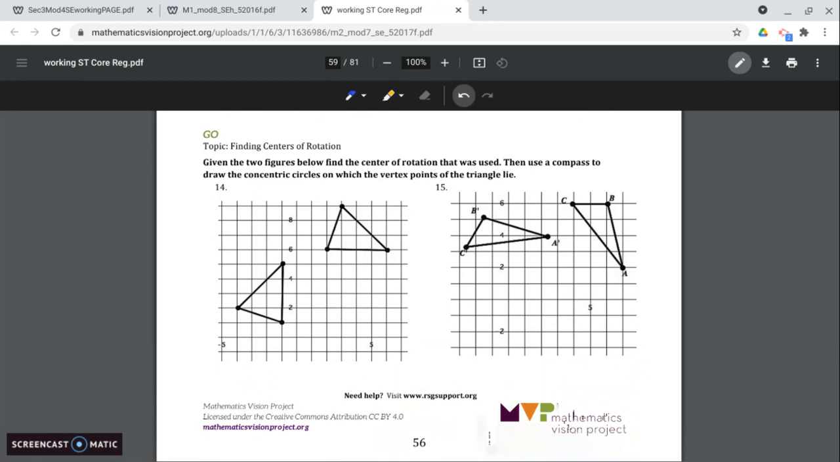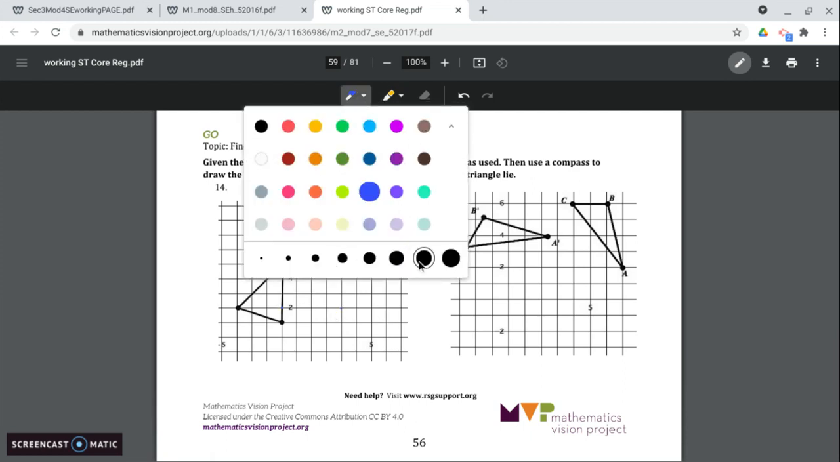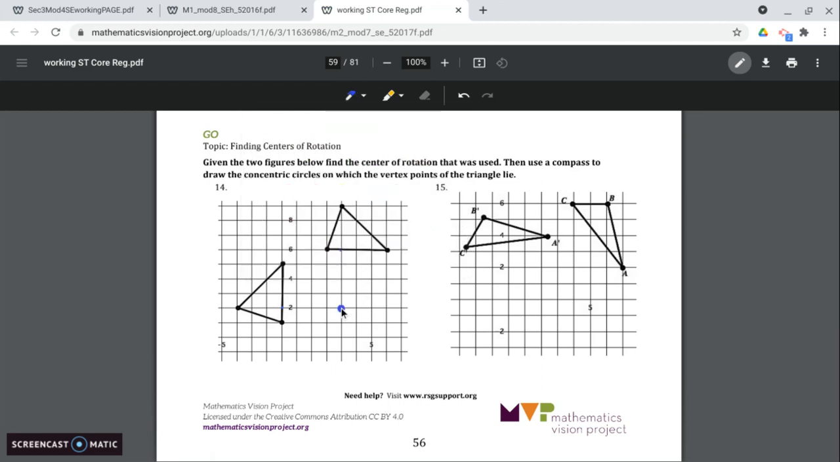All right, and for the last section, we are finding the centers of rotation. Given the two figures, find the center of rotation that was used, then use a compass to draw the concentric circles. You do not have to use a compass to draw the concentric circles. For this one here, we've got this point here and this point here. We go over 1, 2, 3, 4, and up 1, 2, 3, 4. So our center of rotation is right there. Let me make that bigger so you can see. It's this point right here.